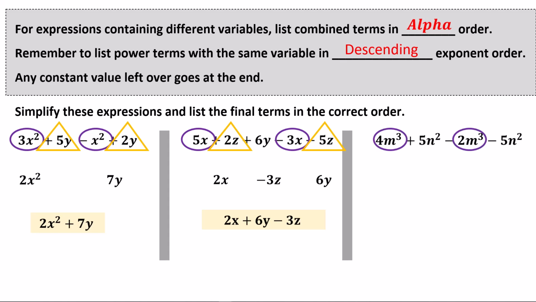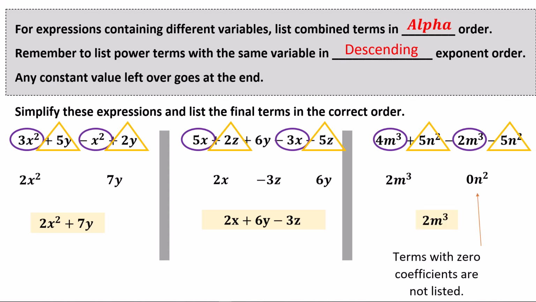In the third expression, you have m cubed terms. 4 minus 2 becomes 2m cubed. And then the two n squared terms, plus 5 minus 5, that becomes 0n squared. And we don't list that because terms with 0 coefficients are not listed. 0 times anything is just 0. Try these two.